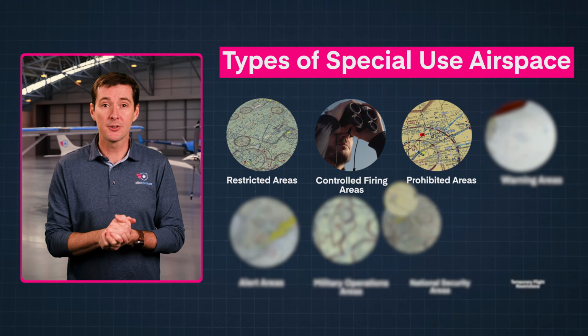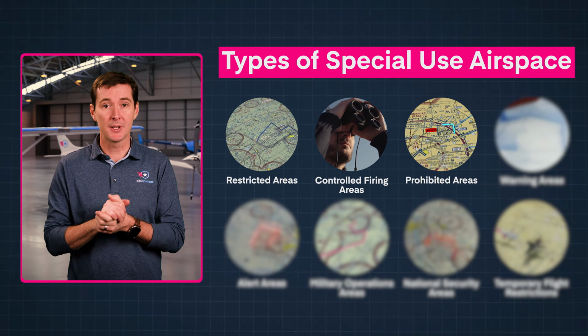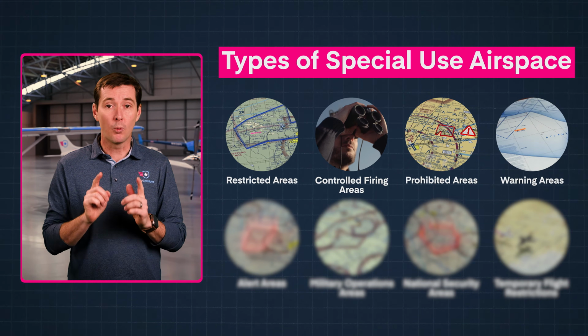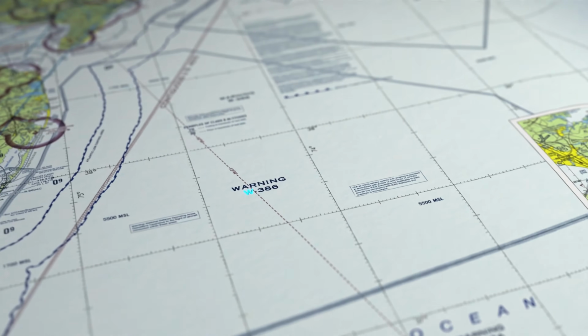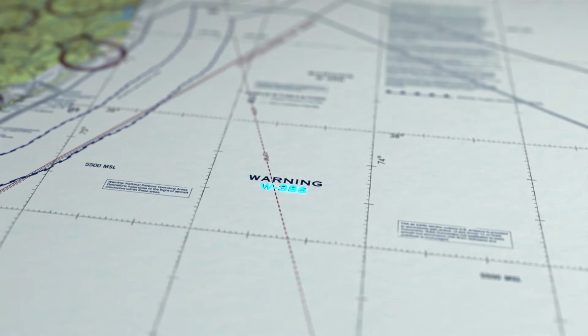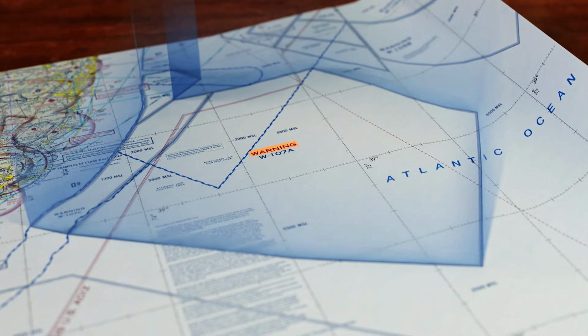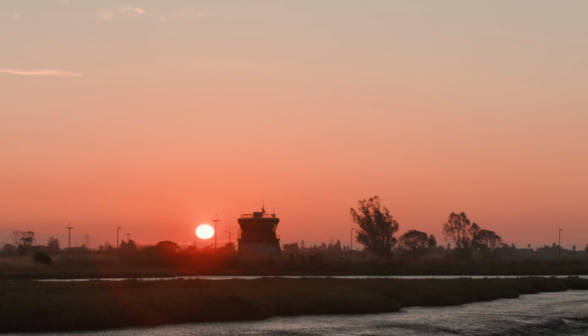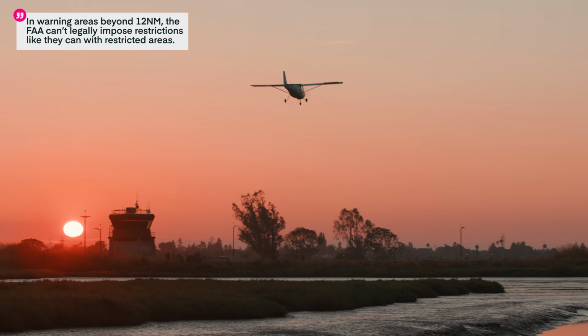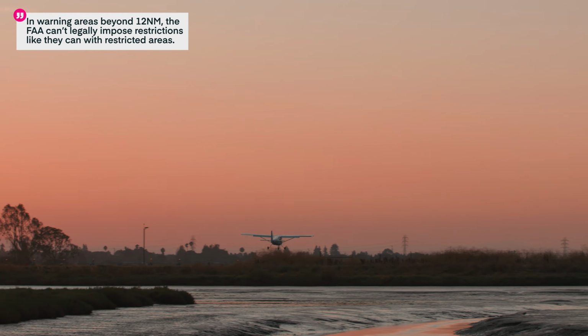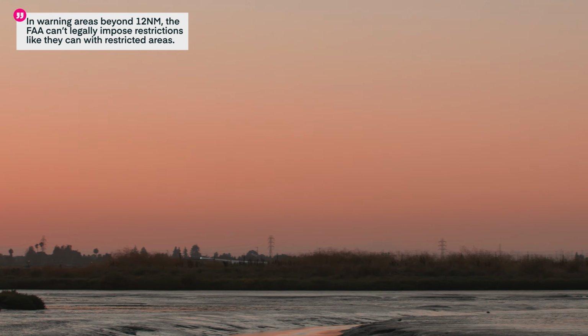The next one is a little strange. This airspace is similar to restricted areas, but it's only on the US coastlines. It's called a warning area and it's depicted with the letter W in front of the numbers. Warning areas extend 3 nautical miles out from the coast into international waters at 12 nautical miles. This means that the FAA can't legally impose restrictions beyond 12 nautical miles like they can with restricted areas.